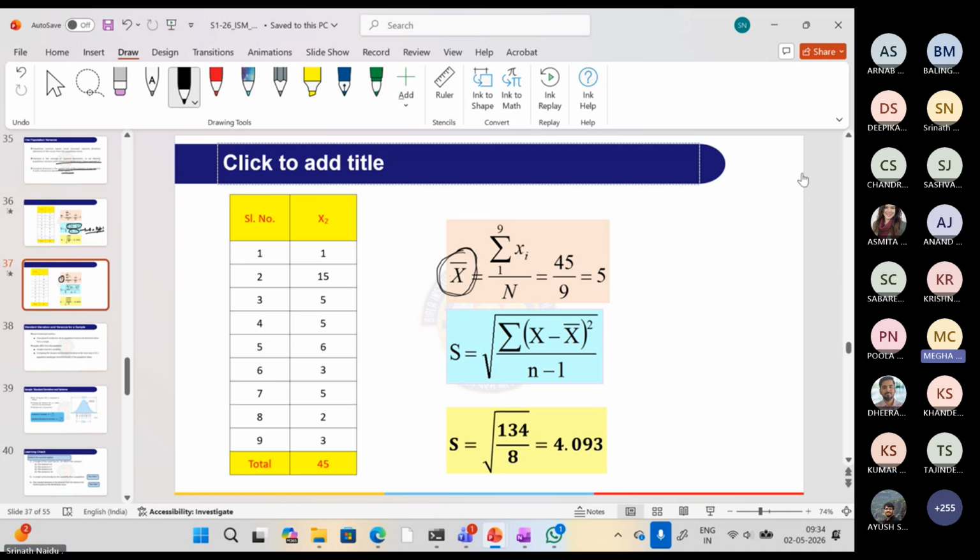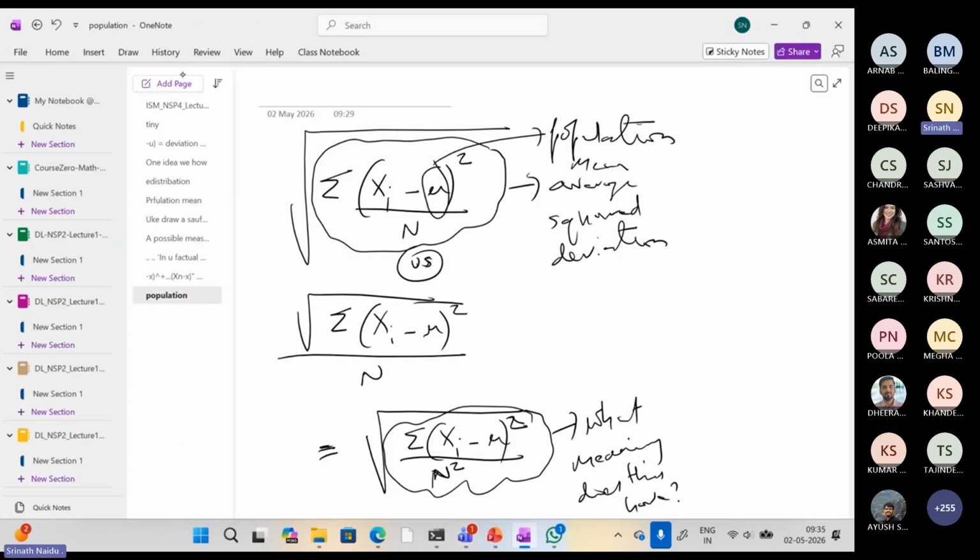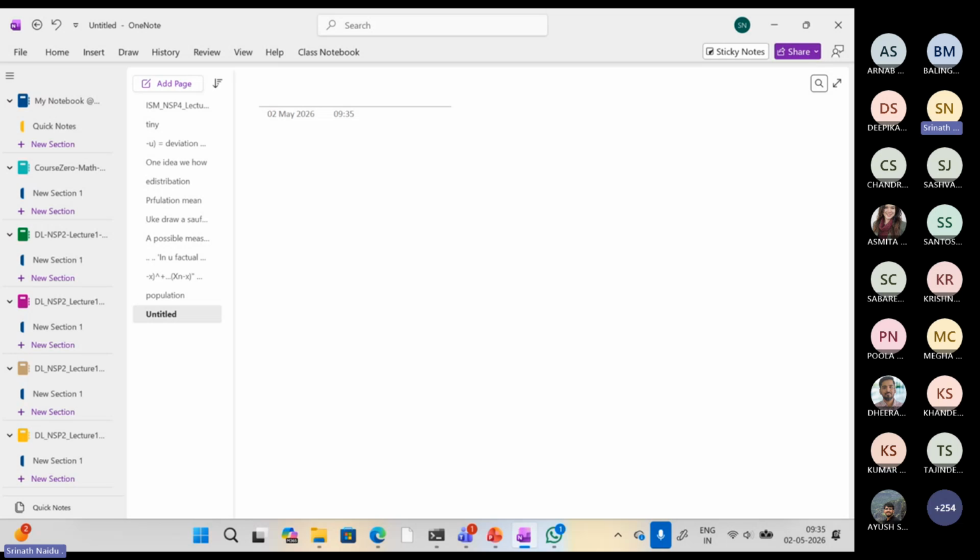Excuse me, sir. Why are we taking n minus 1 instead of n? Yeah, that is to account for the bias of the computation. Let's look at the big picture. I'm not going to go too deep into it, like I said, because I need a lot more math than I can assume as background right now. So we have a sample.